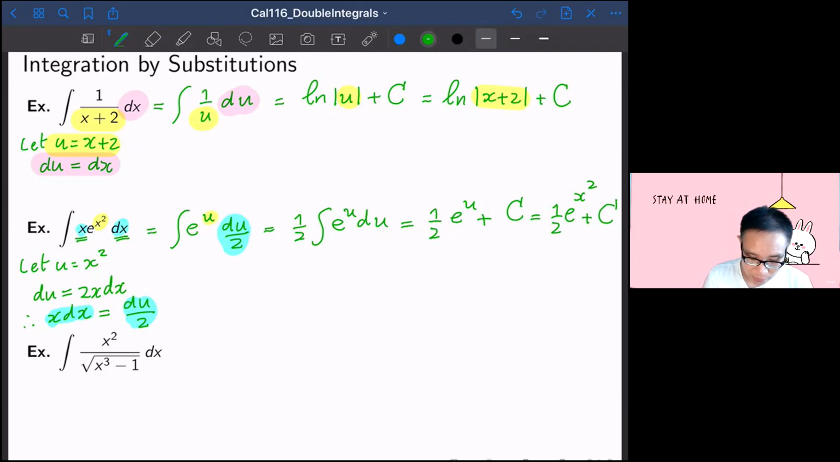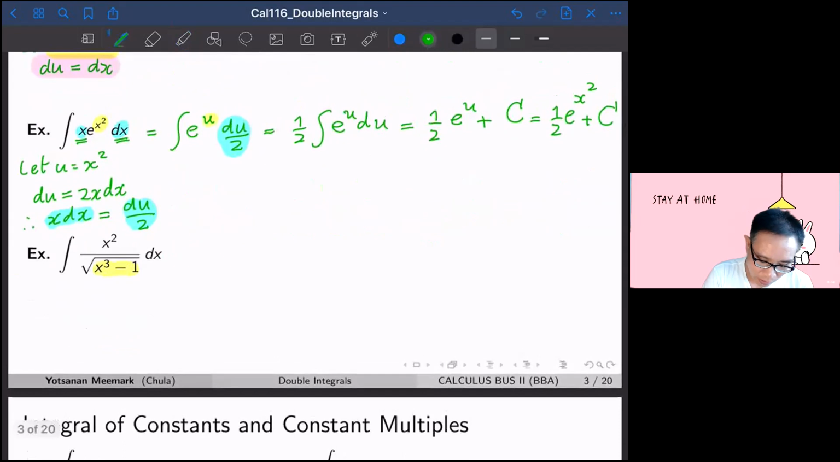The last one, okay, so you see that you have a fraction with a numerator and denominator, and the denominator turned out to be more complicated in this case. We usually do not let u be the square root of the whole thing. Normally we let u be only what is inside the square root. So you let u equal x cubed minus 1, and you compute du, so it's going to be 3x squared dx, okay?